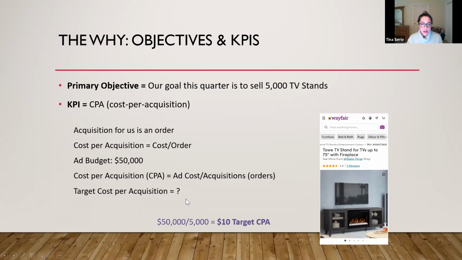So if their budget is $50,000 and they're trying to achieve 5,000 orders, then their target CPA, as they're looking at their analytics, is going to be $10. So if they have one ad that has a CPA of $12 and one that has a CPA of $8, that $8 ad is going to be the one that performs best. So you want to have your cost per acquisition be lower than your target. So that's going to help.